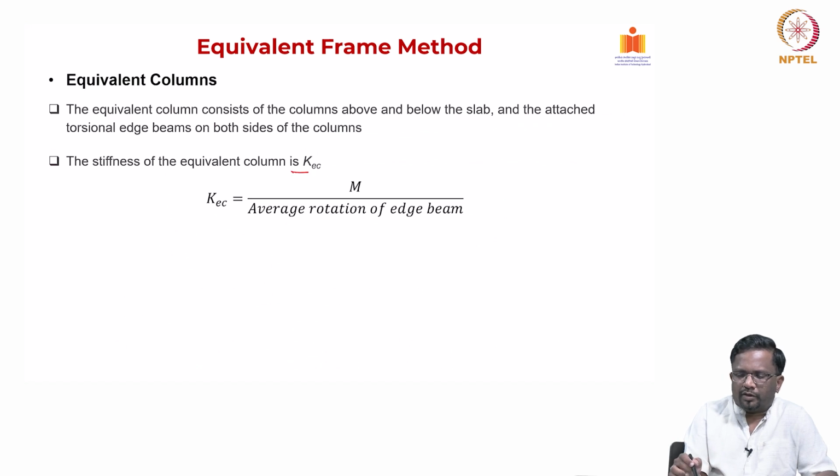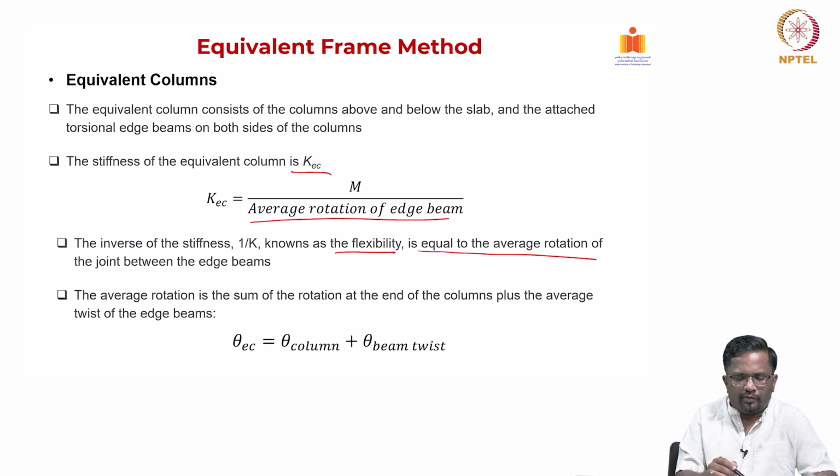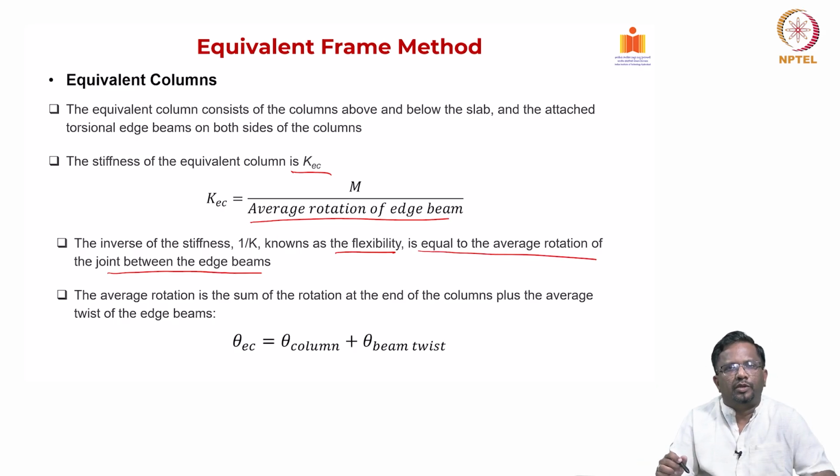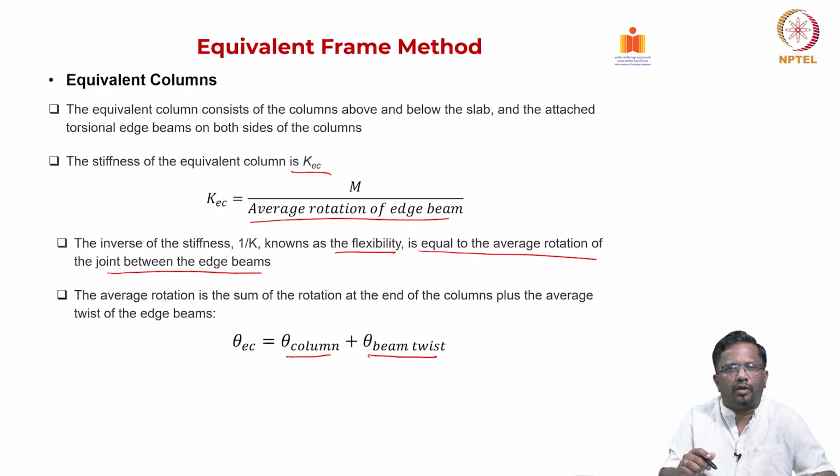Now again, we have said the stiffness of the equivalent column, and the principle is that for a particular moment we have to use the average rotation of the edge beam. You know that the inverse of the stiffness is called the flexibility, which will be equal to the average rotation of the joint between the edge beams. So, the average rotation is basically theta, the rotation happening in the column joint, plus theta of the beam twist. Now, I have to use this for calculating the equivalent column stiffness. So, this is the stiffness of the column, and this is the beam twist rotation that is happening. So, this will be the equivalent rotation of the equivalent column.